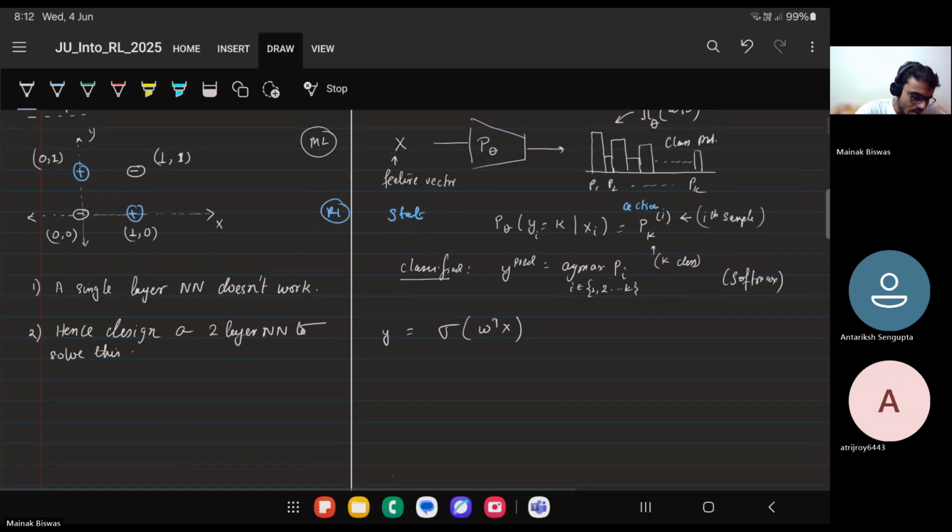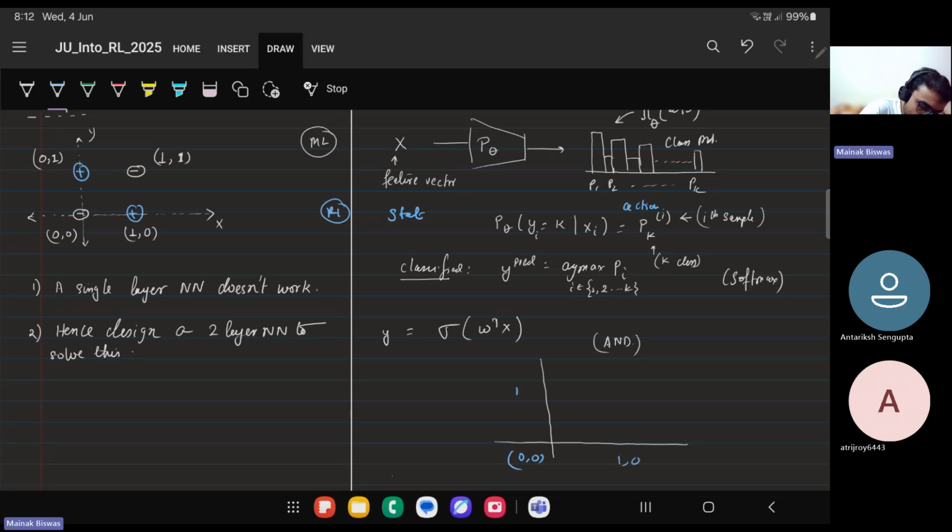Fine. So W transpose X is a line. For example, if you have 2D data, say the points (0,0), (0,1), (1,0) and (1,1). If we have these four data points, we'll say this is positive class, this is positive class, this is positive class, and this is a negative class.